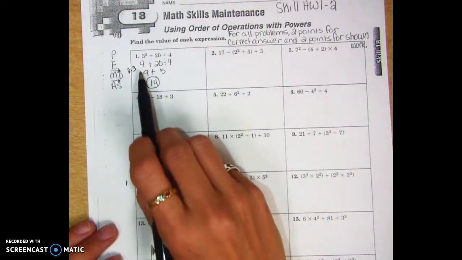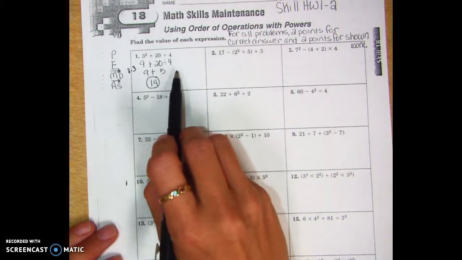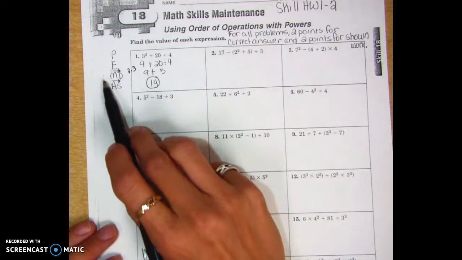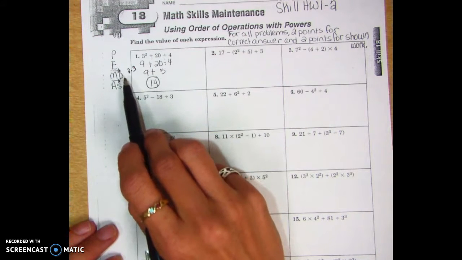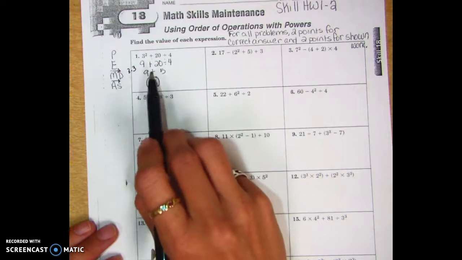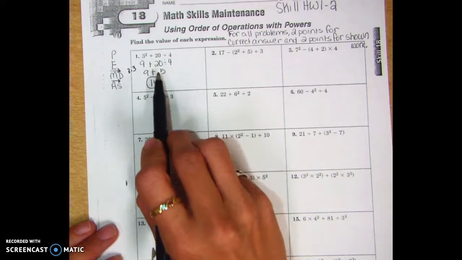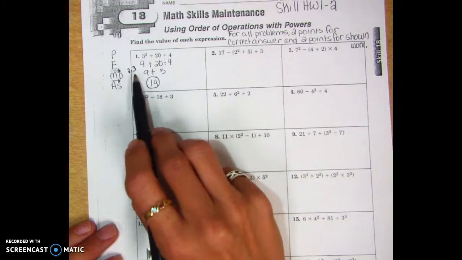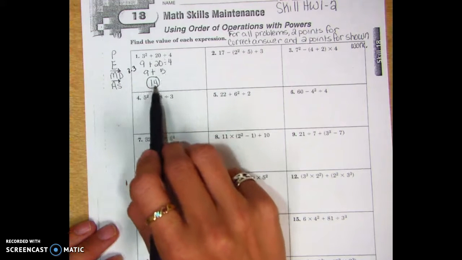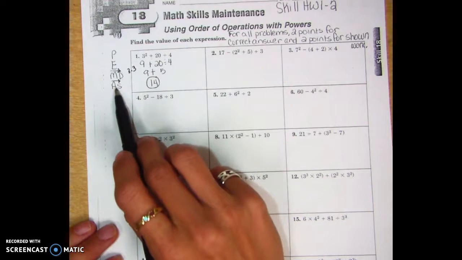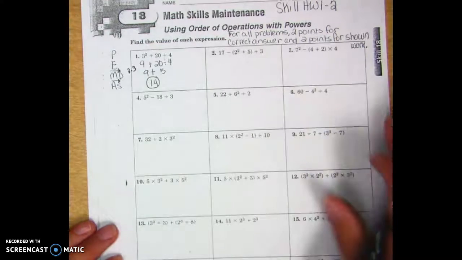So then I just rewrote it as 9 plus 20 divided by 4. Then I do all multiplication and division from left to right. So 20 divided by 4 would give me 5. So I have 9 plus 5, and then I add those and get 14. So the last step is adding and subtracting from left to right.